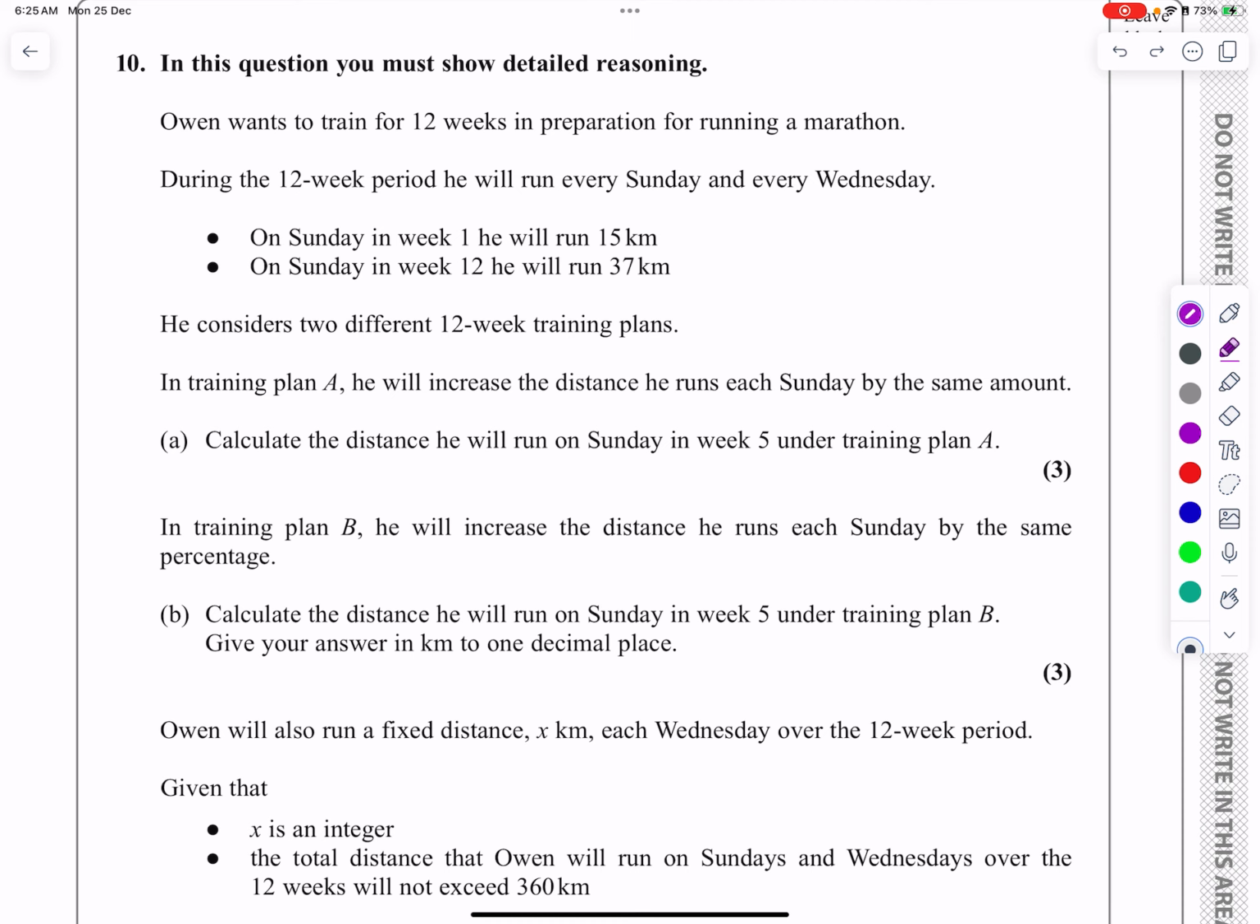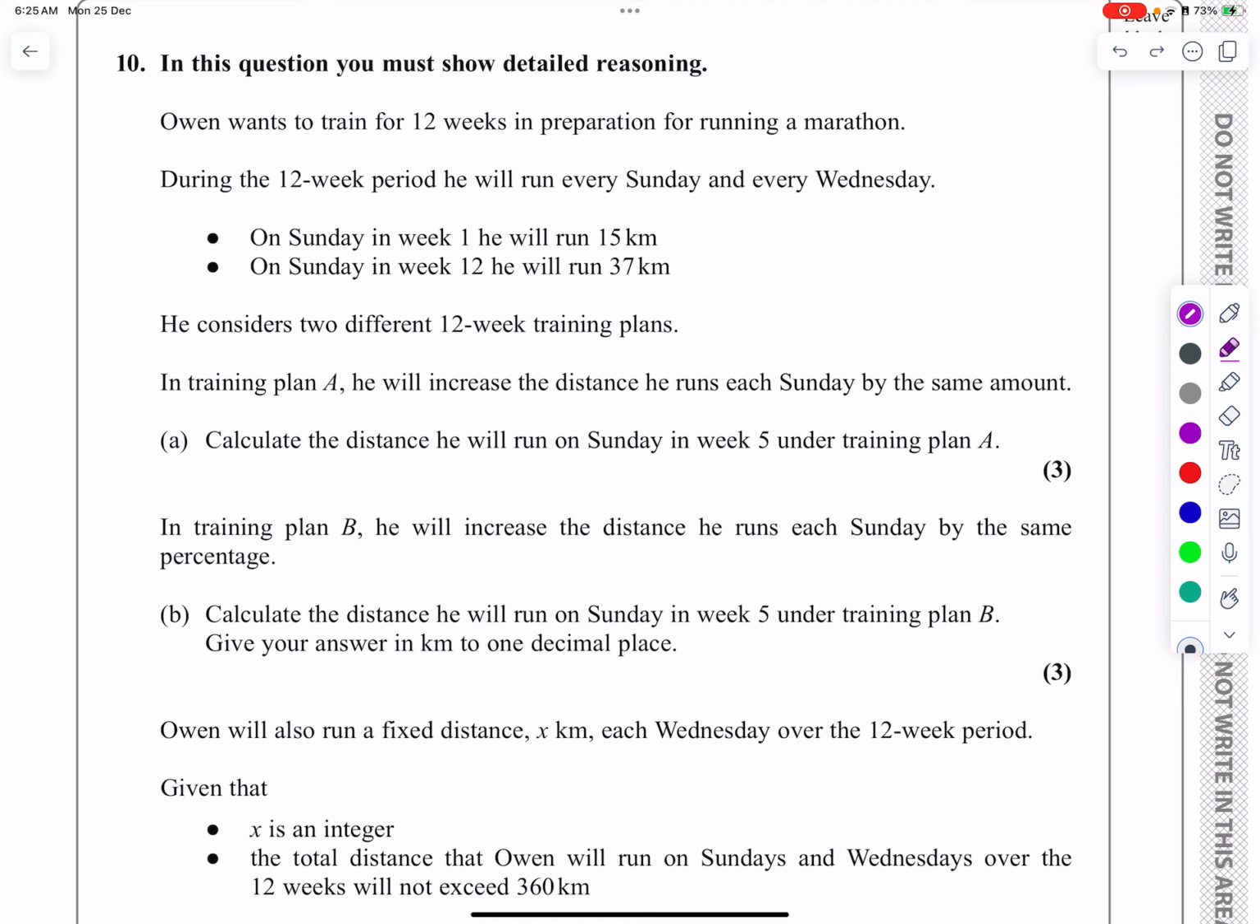So it says, in this question, you must show detailed reasoning. All right, fair enough. Let's break it down. Owen wants to train for 12 weeks in preparation for running a marathon. During the 12-week period, he will run every Sunday and Wednesday. Right, okay. On Sunday, week 1, he will run 15. Sunday in week 12, he'll run 37.